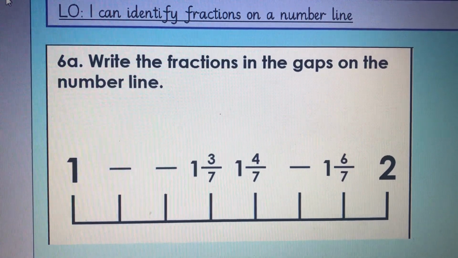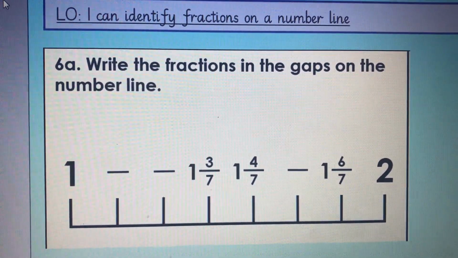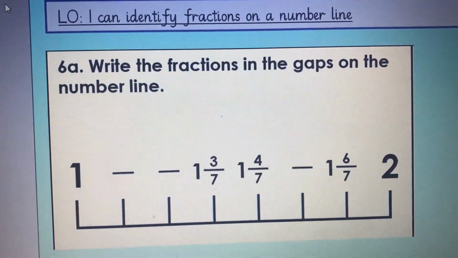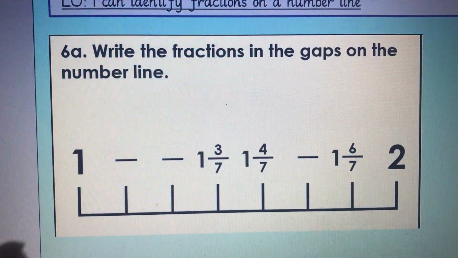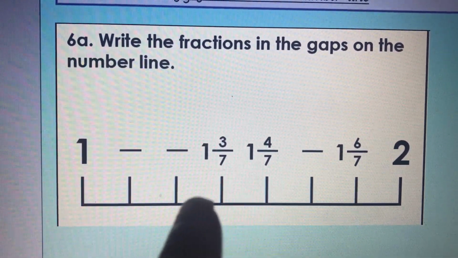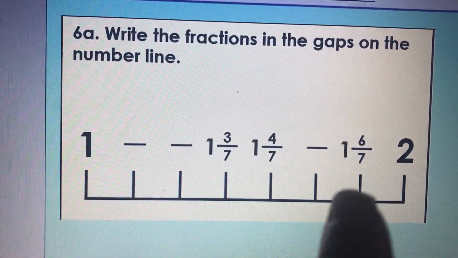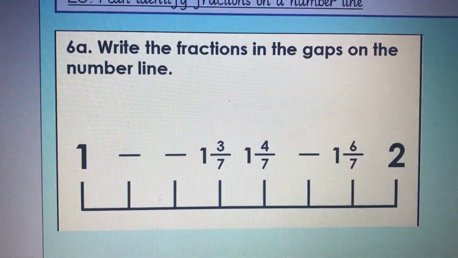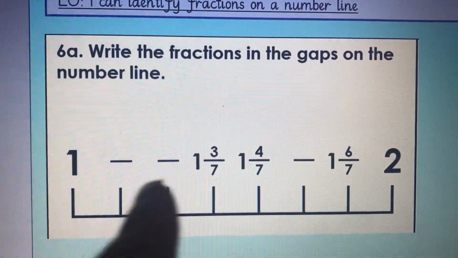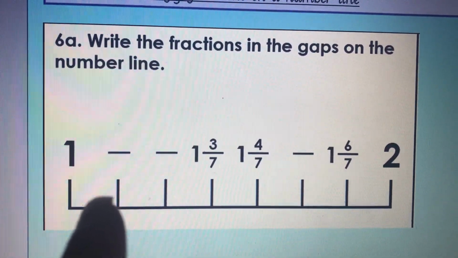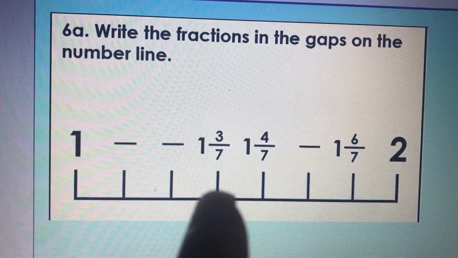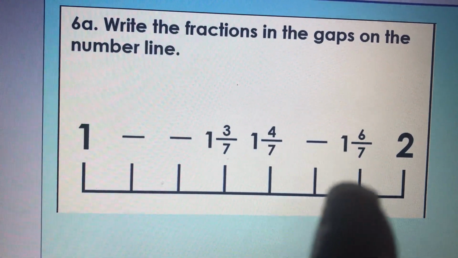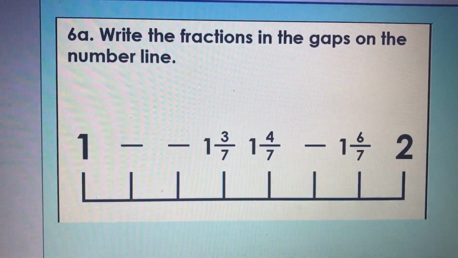And we should be able to check, because the denominator is sevenths, there should be 7 sections between number 1 and number 2. Let's count. 1, 2, 3, 4, 5, 6, 7. Okay, so we've got 3 numbers to fill in here, and the first 2 are the ones that are missing. Then we've got 1 and 3/7, 1 and 4/7, and then another gap, and then 1 and 6/7.